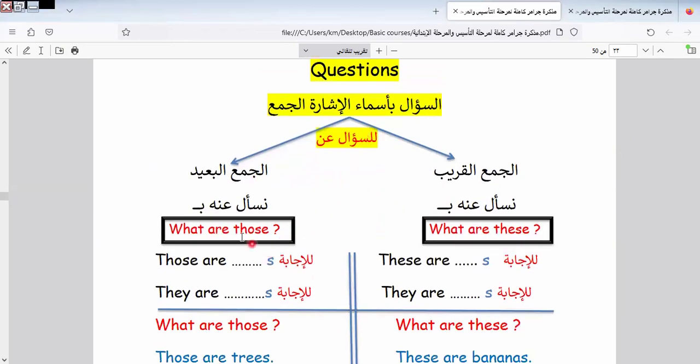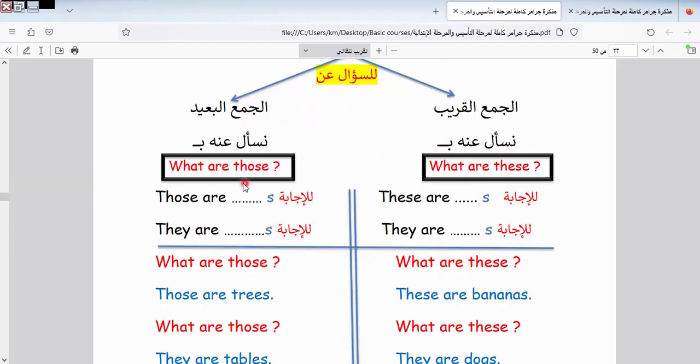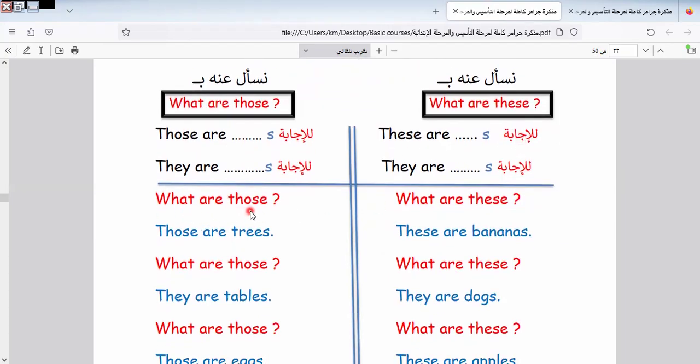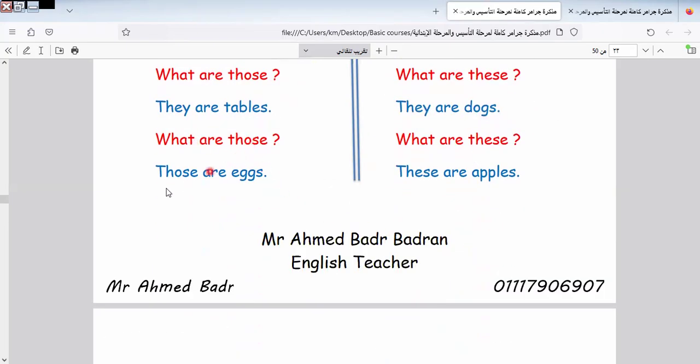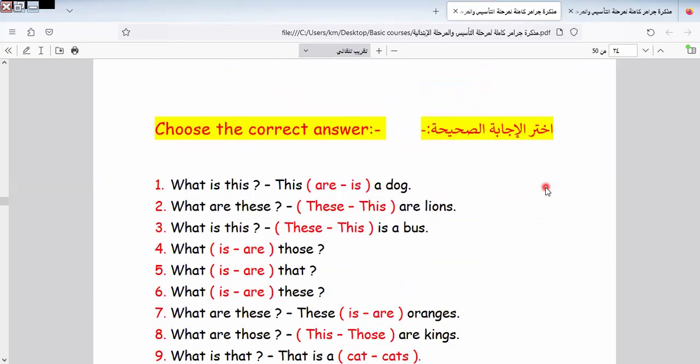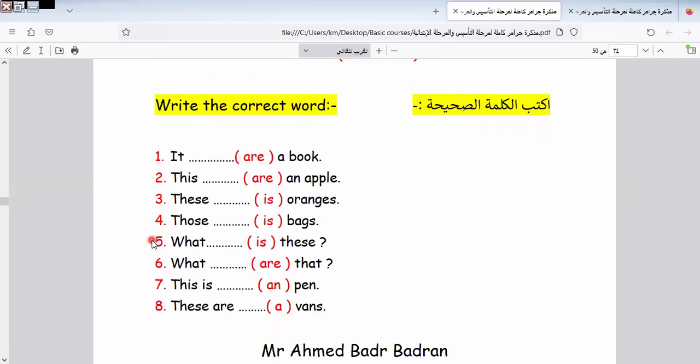Here is the plural demonstrative. We use the question form also with the plural demonstratives, those and these. We say, what are those? Those are trees. What are these? These are bananas. What are those? They are tables. What are these? They are dogs. What are those? Those are eggs. What are these? These are apples. Okay, let's answer this question related to this part.